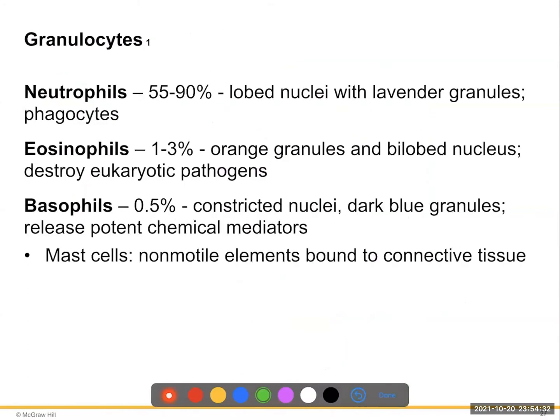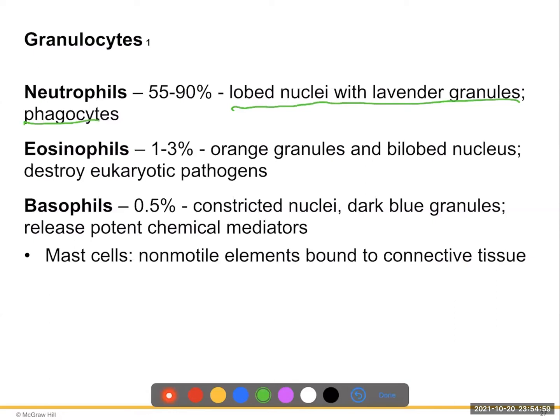Okay, so we talked about the different leukocytes. We have neutrophils, 55 to 90% of your white blood cells. These are lobed nuclei with lavender granules. Okay, phagocytosis, they eat other cells.